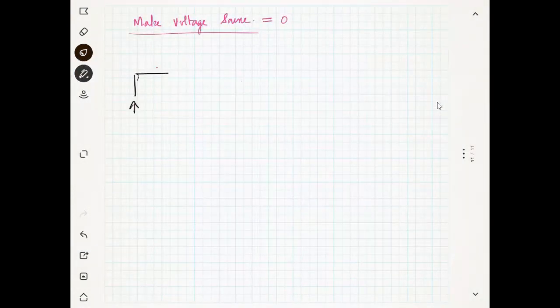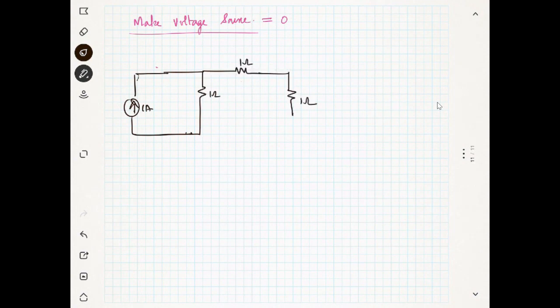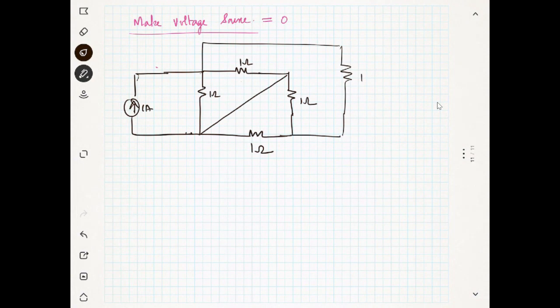Circuit. This is 1 ampere, same, and you have 1 ohm resistance, another 1 ohm resistance here, again 1 ohm resistance here. Okay, and you can see this is short circuit, and another part you can see here, which is 1 ohm resistance, and you can see the current, and this current we will call I2. Okay, we will call I2. Now this is a short circuit.